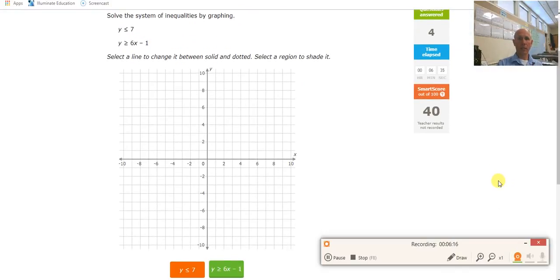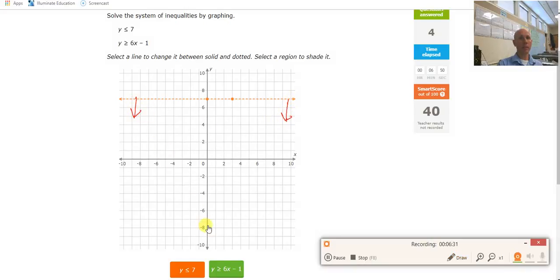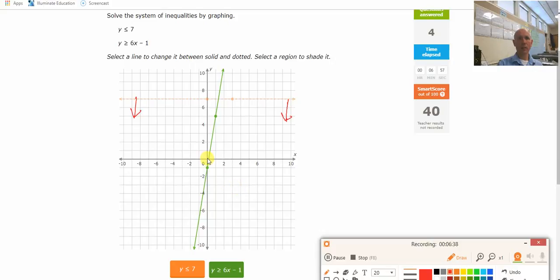Start by graphing the first line, so y equals 7, which is right there, and it's dashed. Let's test it against 0, 0. 0 is less than 7, that's true, which means I'm shading underneath this line. Let's graph the second line, starting at -1, going up 6 over 1. Let's test it against 0, 0. Is 0 greater than -1? Yes, which means I'm shading above the green line. Where's it all coming together? It's coming together in this region over here.